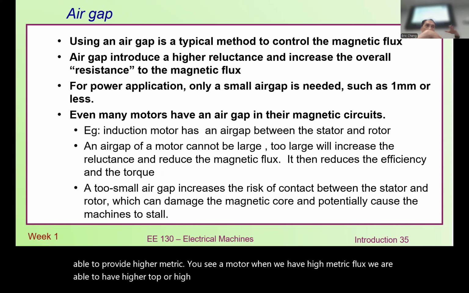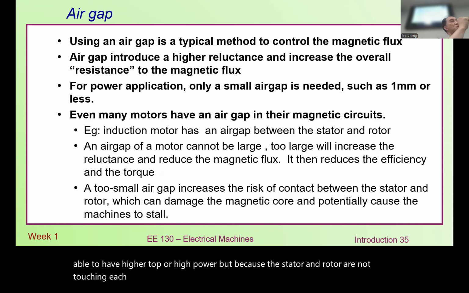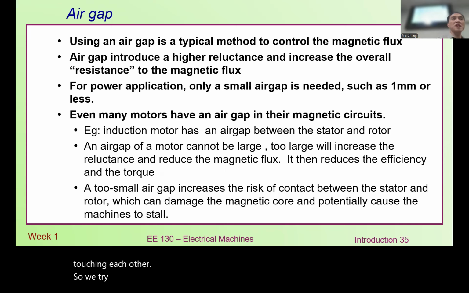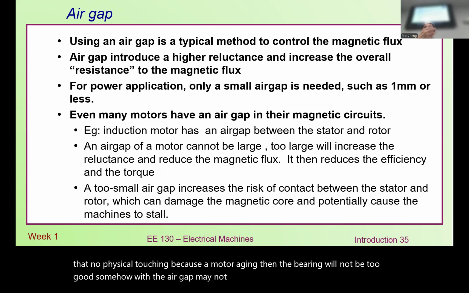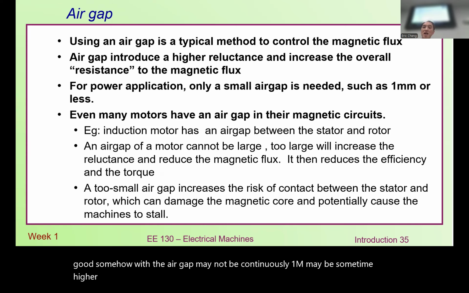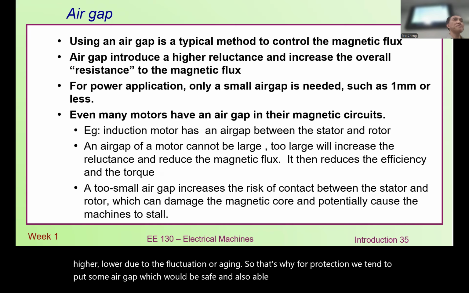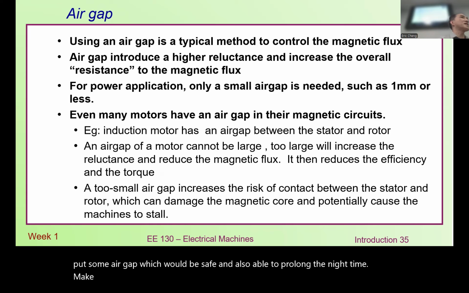But because the stator and rotor are not touching each other, we try to have a kind of protection, the so-called air gap, to make sure there is no physical touching. When a motor is aging, the bearing may not be too good. Somehow the air gap may not be continuously 1 mm, maybe sometimes higher or lower due to fluctuation or aging. So from a protection point of view, we tend to put in some air gap which will be safe and also able to prolong the lifetime. Make sure that you won't have any physical contact or crash between them.